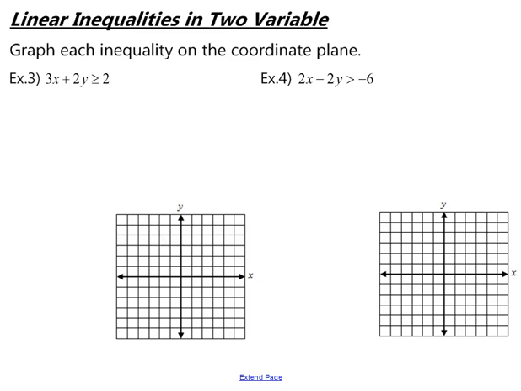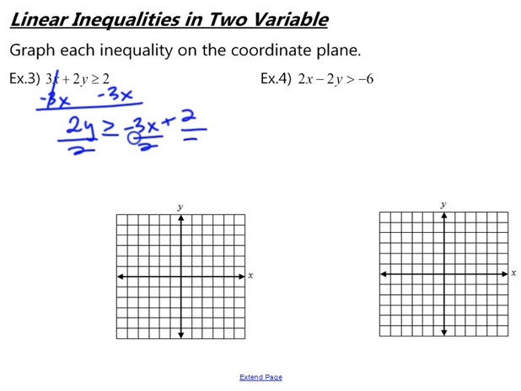So now we want to graph inequalities in two variables on the coordinate plane. So we're going to take the inequality and we need to change it into slope-intercept form. So we subtract 3x from both sides. We have 2y is greater than or equal to negative 3x plus 2. And then we want to divide both sides by 2. So we have y is greater than or equal to negative 3 halves x plus 1.